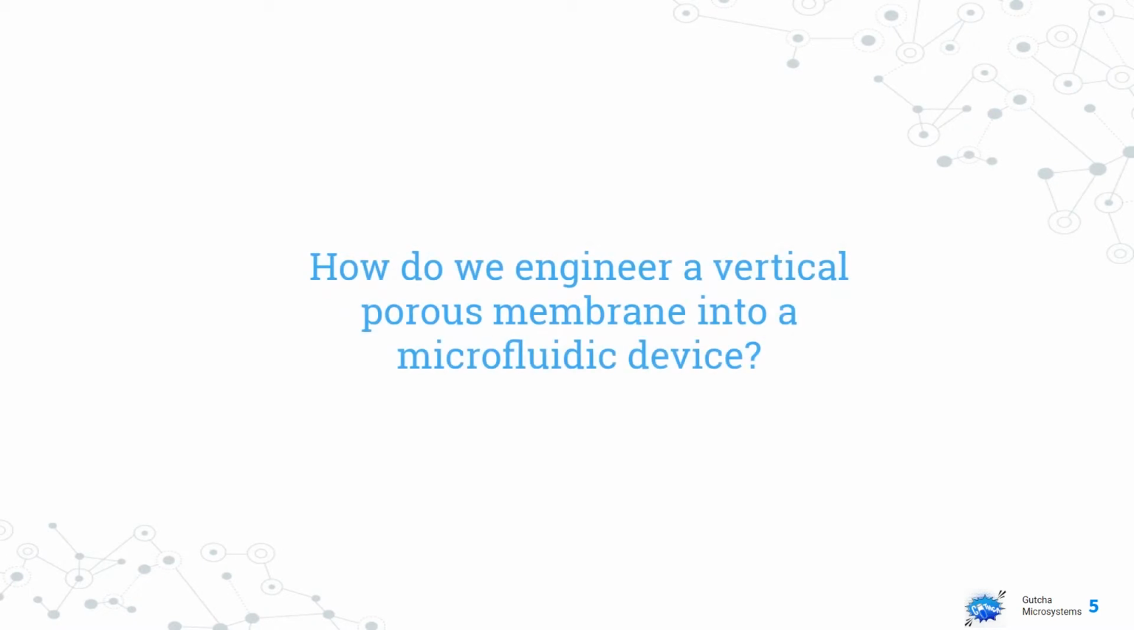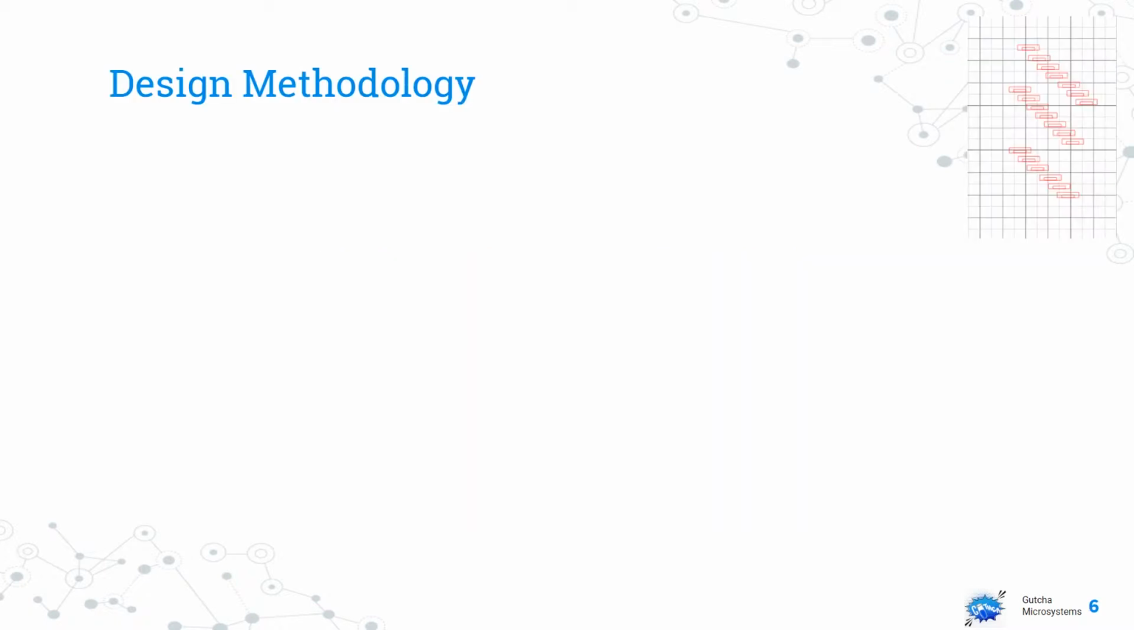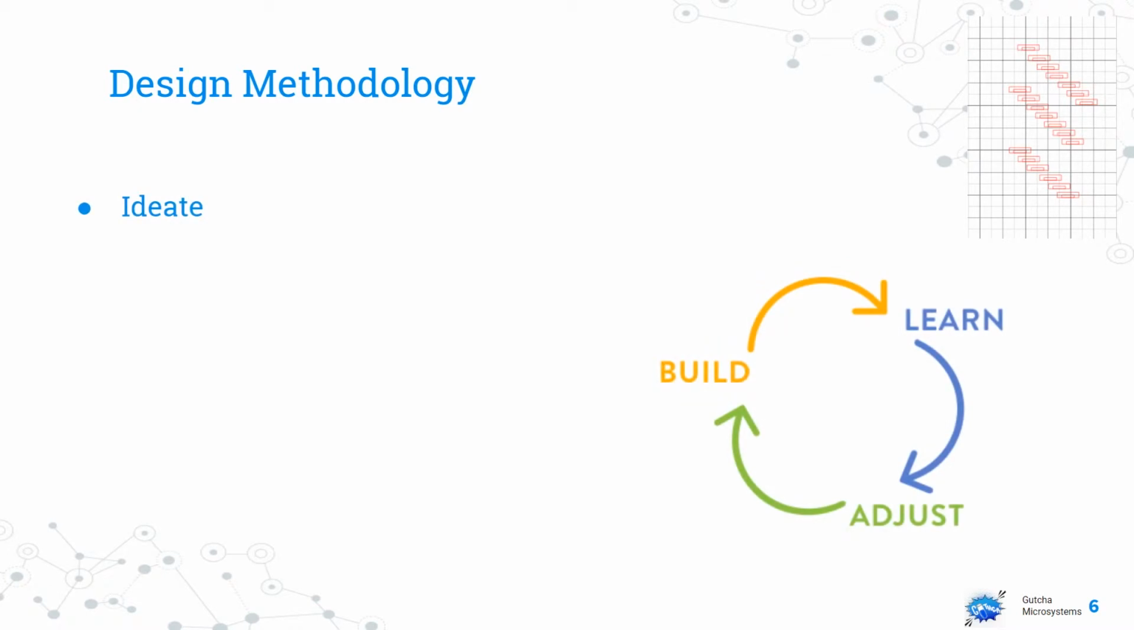So our research question was, how do we engineer a vertical membrane into a microfluidic device to obtain higher quality observations at the end? In answering this question, we took a four-step design process, which started with the ideation step. We brainstormed ideas, and we developed CADs for the designs that we had in mind. After developing CADs and assessing the different models, we went on to prototyping.